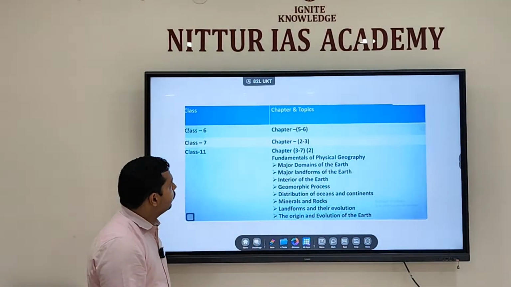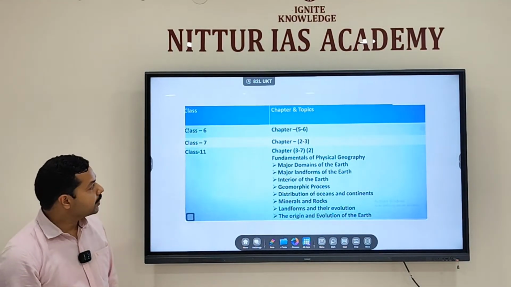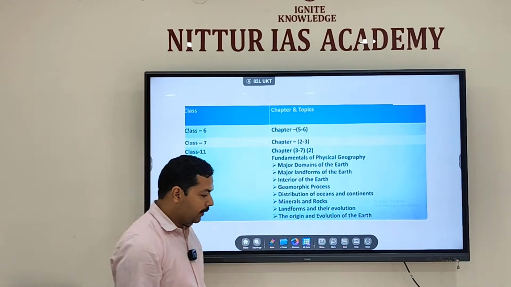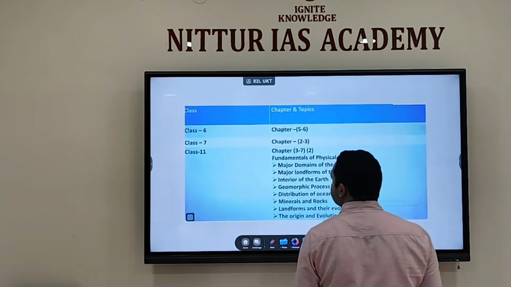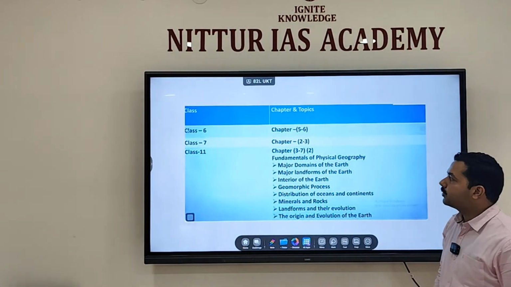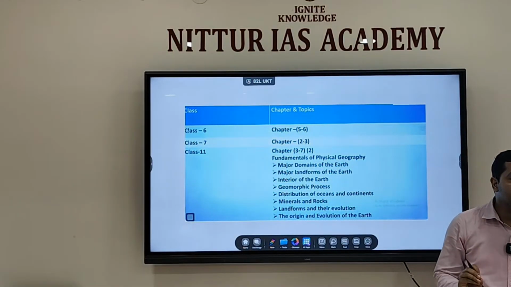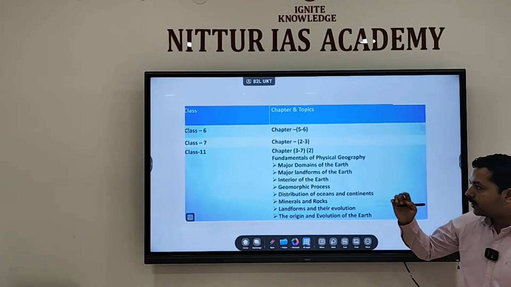So for geomorphology, these are the chapters that you need to read. Okay, so you can make a note of this. The chapter 6, this is class 6 NCERT, class 7th NCERT, and class 11th. So these are the chapters that you need to read for geomorphology. Clear? So just make a note of this.